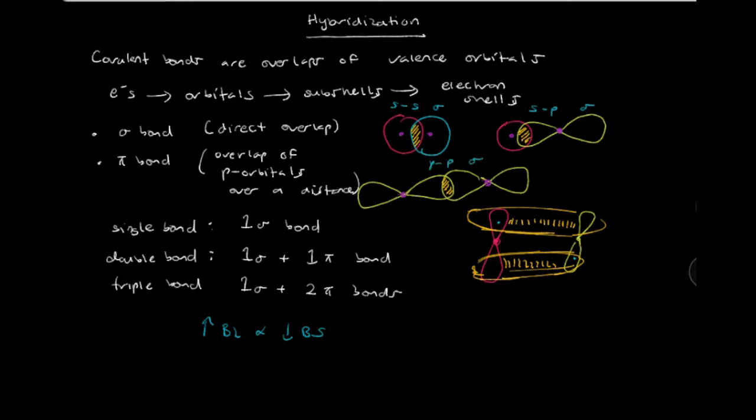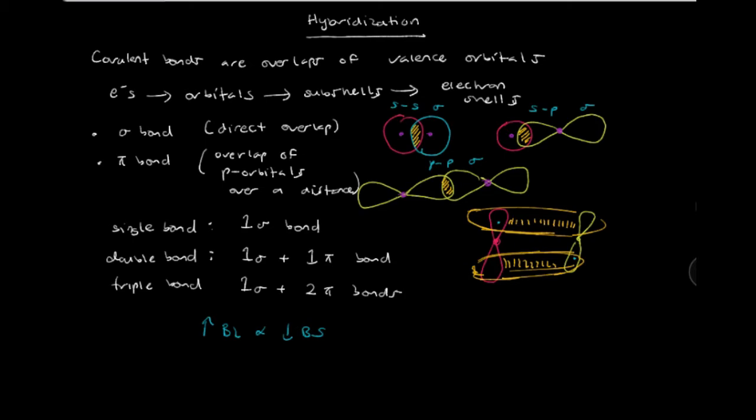But in this scenario, when you combine different sigma bonds, each constituting a single bond, the bond lengths will be different. You can imagine that the bond length here would be the highest, and then this bond length, and then this bond length. And in this case, the longer the bond length, the weaker the bond strength.